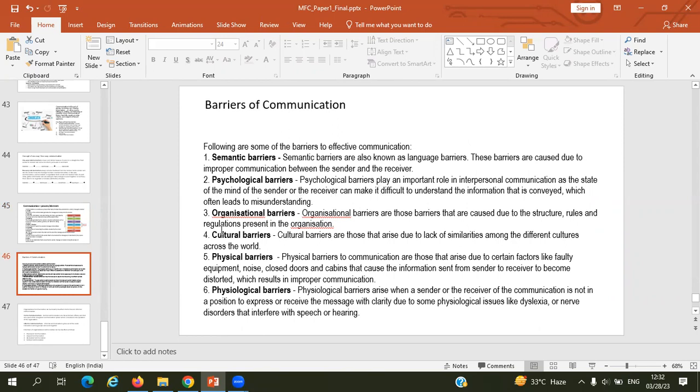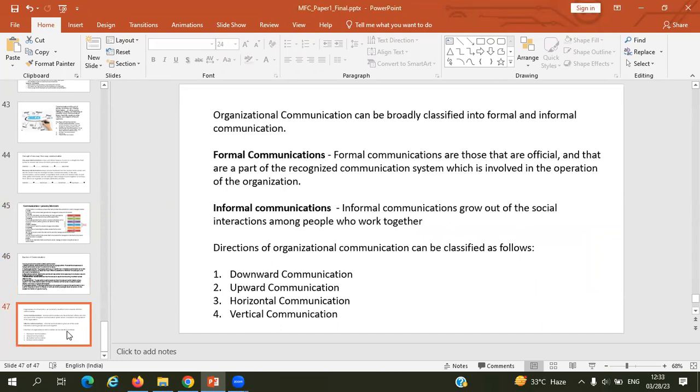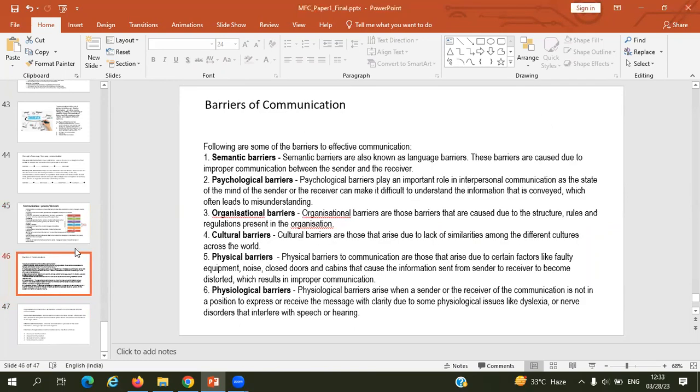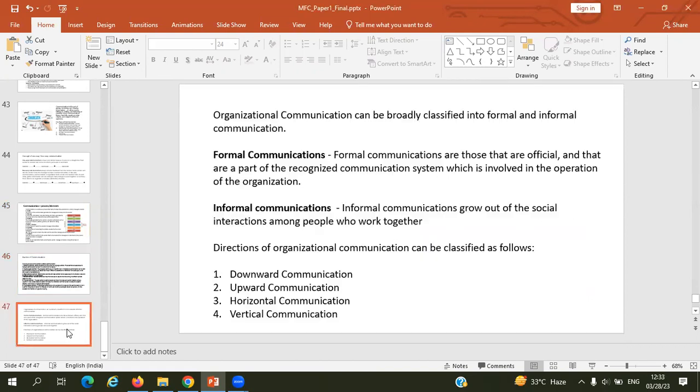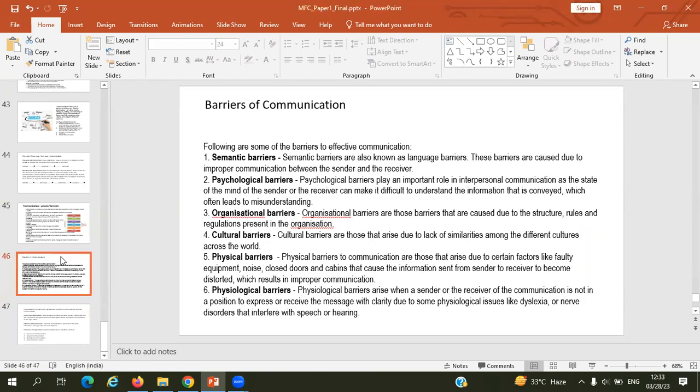There is something called barriers of communication. Different types of communication in an organization will lead to that. So this is one small thing we can remember. Barriers of communication will be covered in the next class: semantic barriers, psychological barriers, organizational barriers, cultural barriers, physical barriers, physiological barriers.